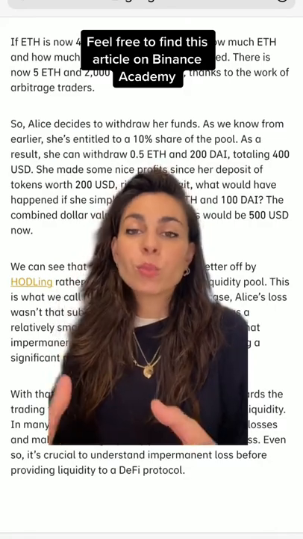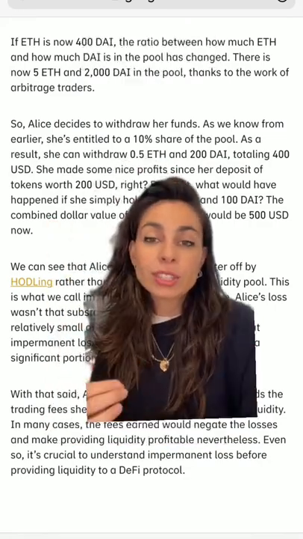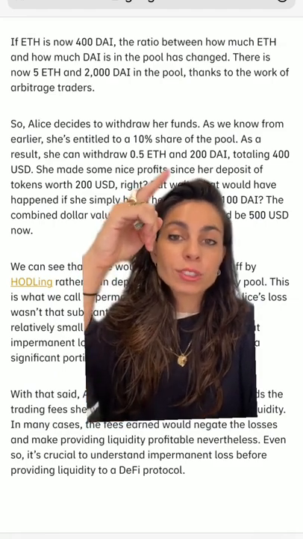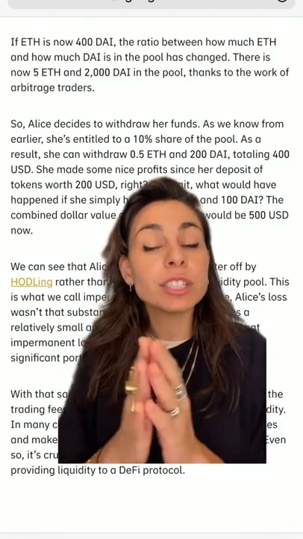So now Alice wants to withdraw her funds, and as we remember, she has 10% of the overall pool, which now equates to 0.5 ETH and 200 DAI, which equates to $400. So she put in $200, she takes out $400, she's made $200.